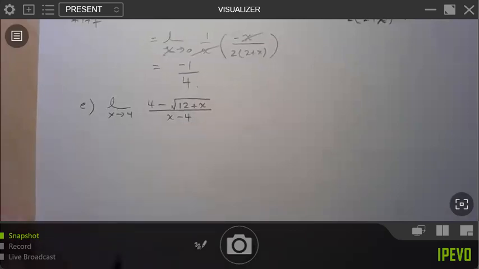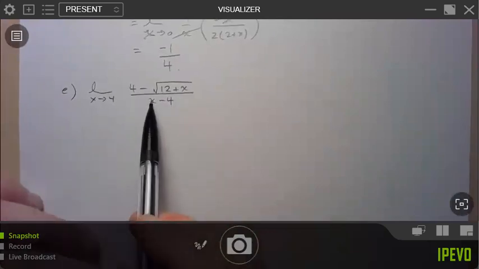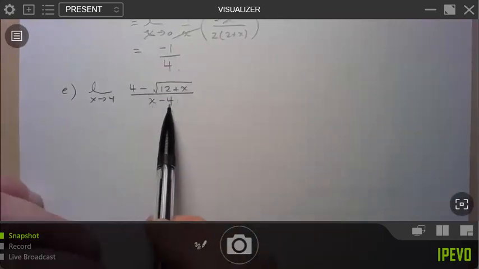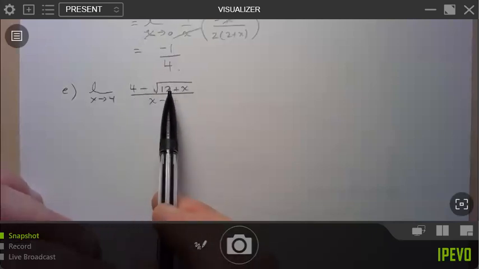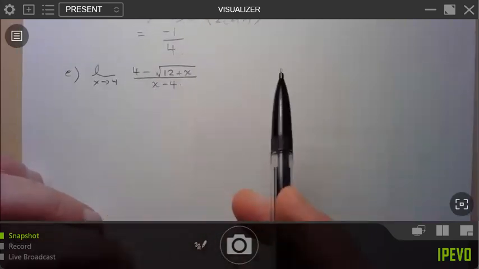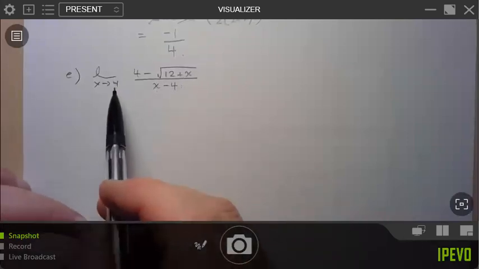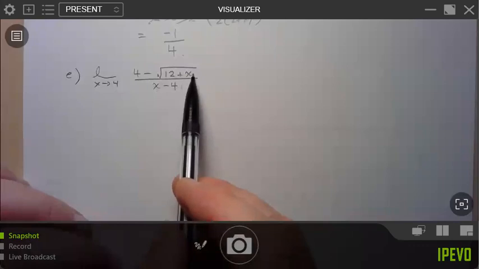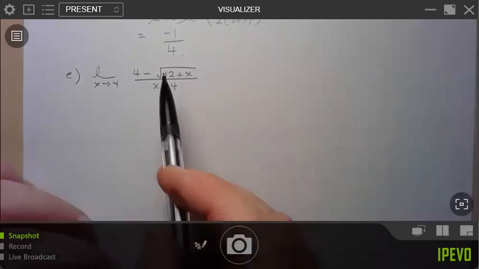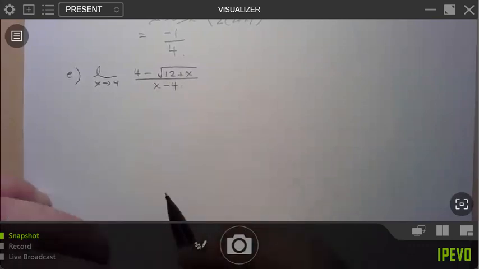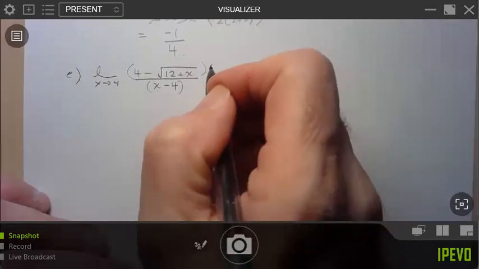So I'm not even going to question it. First of all, you should always check. The denominator is approaching 0, but there's only a point in rationalizing if the numerator also approaches 0, because if the numerator approaches 17, I don't need to rationalize. I know it doesn't exist. So let me just check quickly. 12 plus 4 is 16. Square root of 16 is 4. 4 minus 4, 0 over 0. So yes, I'm going to have to rationalize because this thing has a shot at existing.